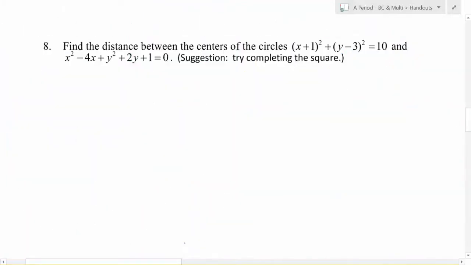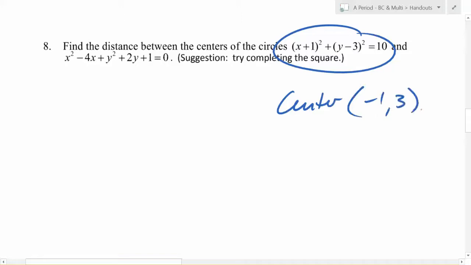Well, to find the distance between the centers of the circles, you need to know the centers, right? For this one, can someone tell me what the center is? -1, 3. Very good. Absolutely. Do we know what the center of this one is yet? What do you do in order to find the center of that circle?